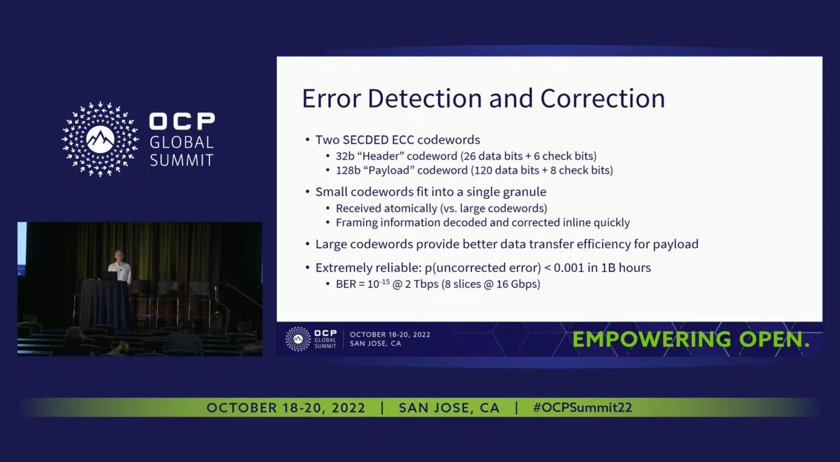Assuming a raw bit error rate of 10 to the minus 15, and assuming a link consisting of 8 slices operating at 16 gigabits per second for a total of 2 terabits per second, the probability of an uncorrected error in 1 billion hours is less than 0.1%. So we believe that ECC is an adequate error detection and correction mechanism for in-package die-to-die interfaces while providing advantages, as we discussed earlier, over other possible schemes.